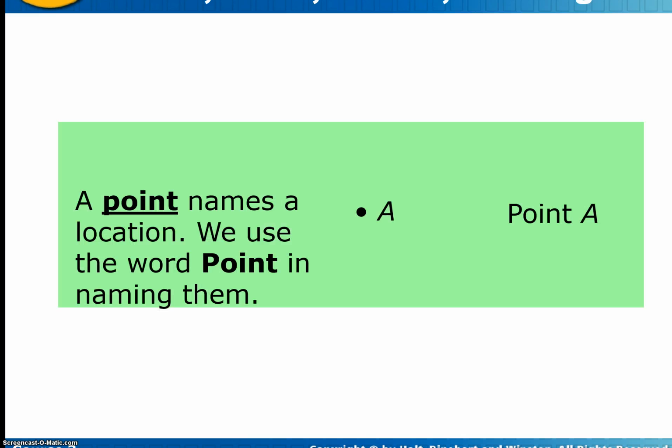A point. Now, a point is just what it says. It names a location, and we use the word point, and we name them. So if you saw something that looked like this, you would actually write out the word point A. If you saw a point that had a different letter next to it, like a B, you'd have to physically write the word point, P-O-I-N-T, and then the letter B. You always want to make sure your letters match. Pause the video if you need to write this down, otherwise continue.